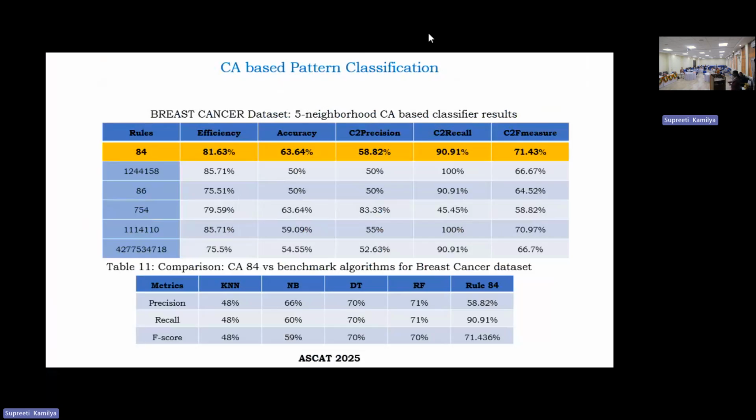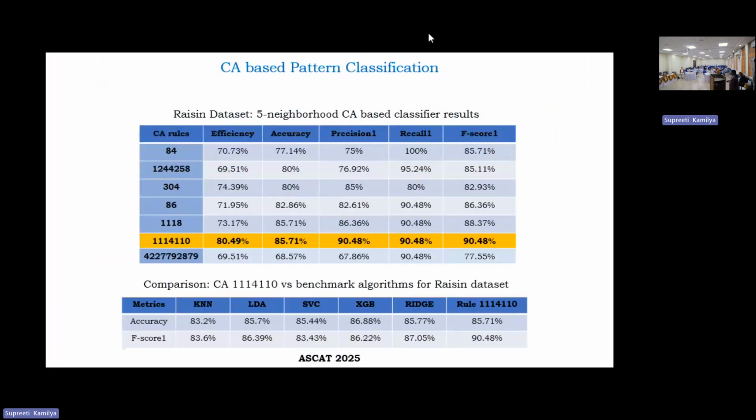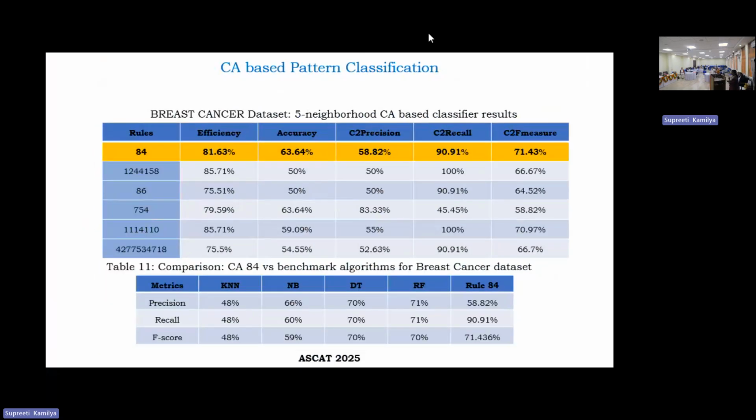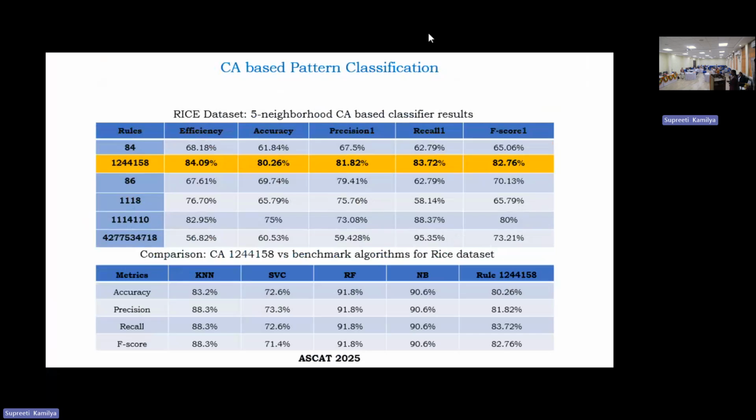What I want to say is, if we look very carefully, this is just from the experiments I have seen: this tool 1114110 is performing well in multiple cases. Not for all accuracy metrics, but if you check here also, you will find this 114110 is corresponding. So this is the experimental observation.